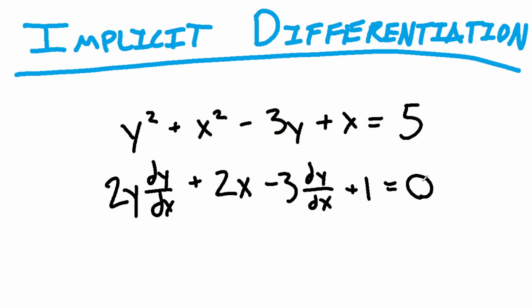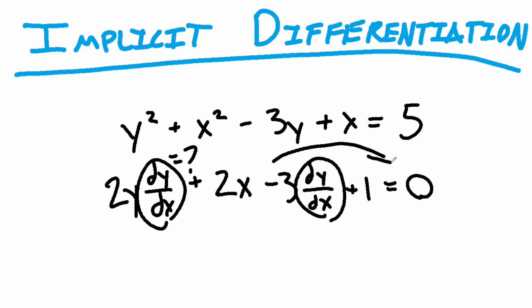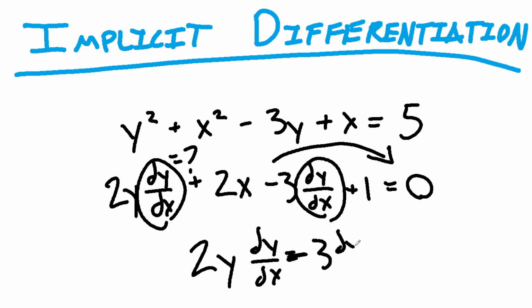So now what we need to do from here is isolate dy/dx, because that's what we're trying to find. What does dy/dx equal? So what we need to do from here is move everything that doesn't have a dy/dx over to this side. So we want to isolate all the terms with the dy/dx on one side. So we end up with 2y dy/dx minus 3 dy/dx equals, move this over, so negative 2x, move this over, minus 1, and now we factor out a dy/dx.